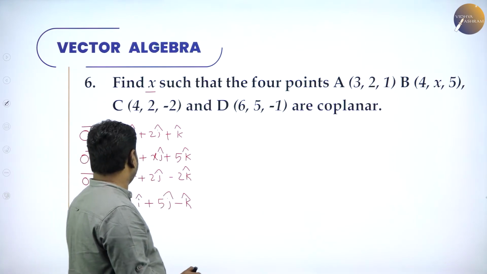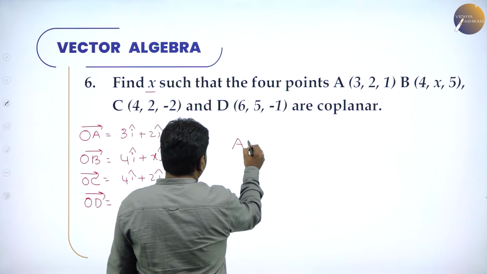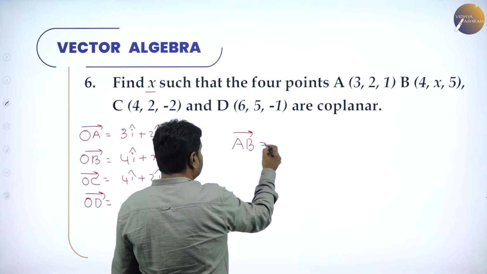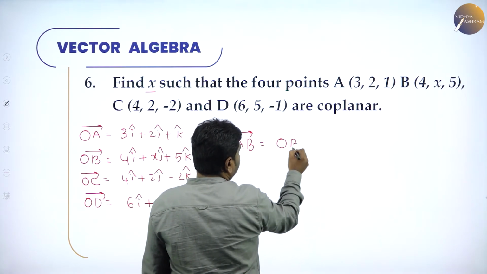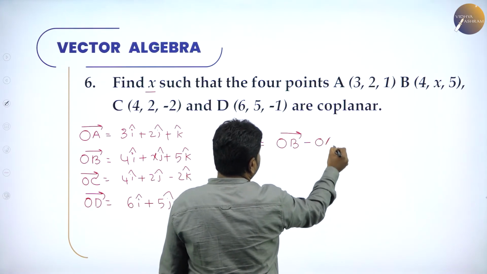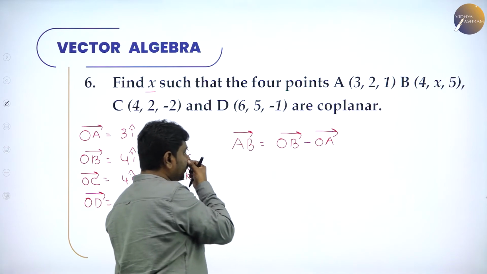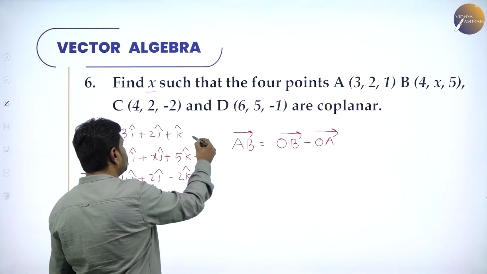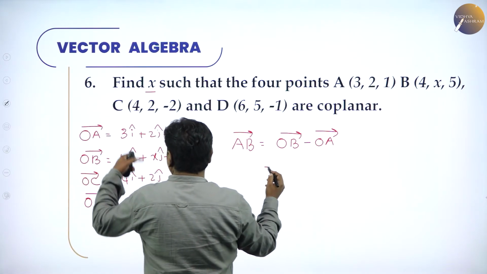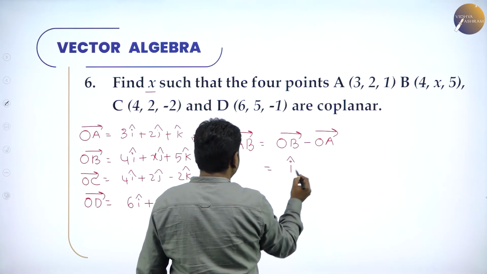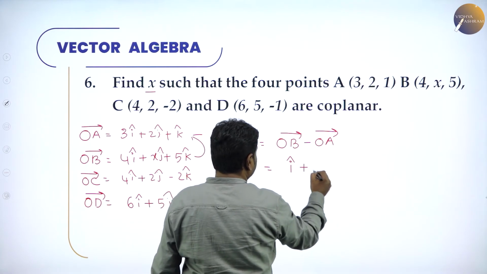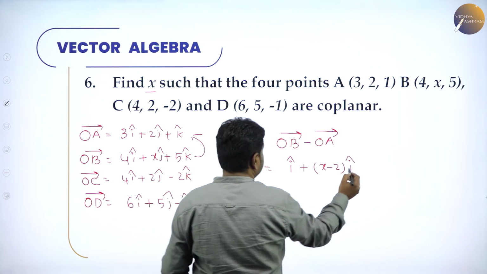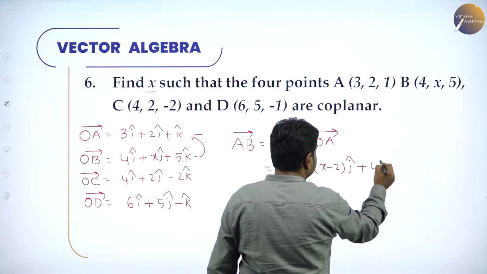Now we have OA, OB, OC, OD. First create AB. What is AB? Vector AB is what? OB minus OA. All of you know any vector can be written in terms of position vectors. So position vector means what? Vector drawn from origin. OB minus OA means B minus A. If you do that, you will get 4 minus 3, 1i cap, x minus 2, j cap, and then 5 minus 1, 4k cap. So this is vector AB.